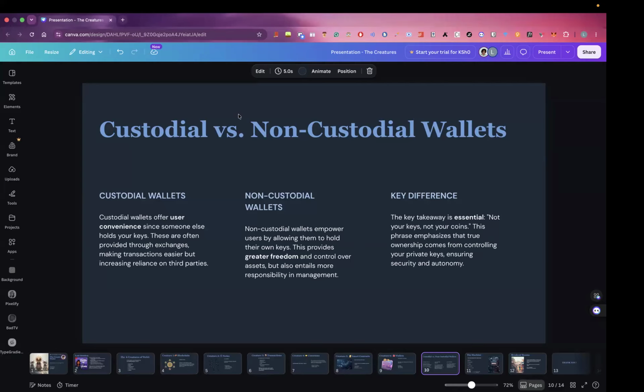So layer twos are just blockchains that a lot of the times handle the processing of transactions so that they can make the layer one faster. They can make transactions that are happening on the layer one faster. So we have different kinds of layer twos like Starknet, we have Optimism, we have Scroll. Scroll is a layer two, right? Base, yeah.